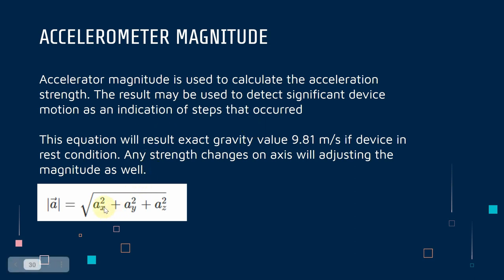So the equation is like this. You take the square root of the sum of all the axes, each raised to the power of 2: x squared plus y squared plus z squared, and then you take the square root, and you will get the accelerometer magnitude. This equation will result in the exact gravity value of 9.81 if the device is at rest. That means you put the device on a flat surface and leave it like that, and then you get this 9.81 meters per second squared as the accelerometer magnitude reading. Any changes, if you take the device up and swing it around, flipping around, will change the accelerometer magnitude.